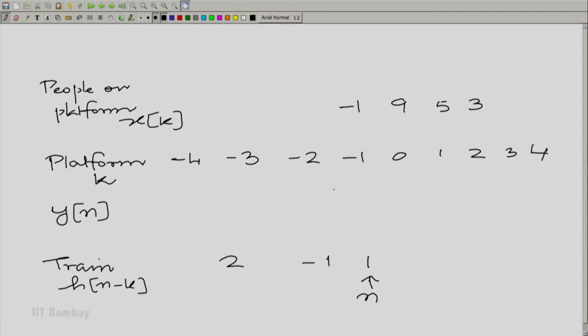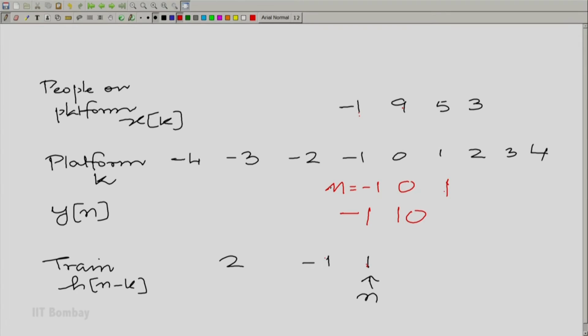So, as you see, it begins only with n equal to 0. So, I will write in a different color. So, n equal to minus 1. Now, you need to take this with this. So, 1 into minus 1. So, you get minus 1. Now, n equal to 0. When n equal to 0, 1 is multiplied by 9, 9, and minus 1 is multiplied by minus 1, that is 1. So, you get 10.